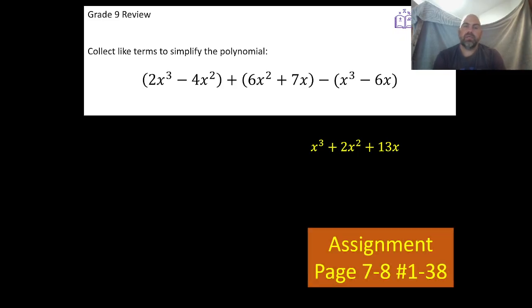Here's the assignment, things to take a look at on page 7 and 8. It's just the next part of it. There's 38 questions. Please take a look through these questions. Try some of them out. Try a couple from each section. Do as many as you can, just as a reminder of the different concepts in grade 9 math. All the best as you work on your assignment.